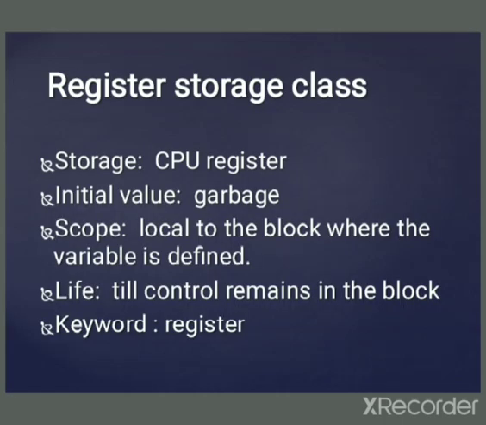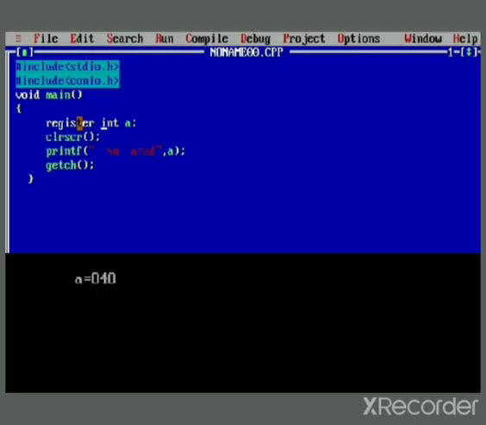Second, the register storage class. Storage is in a CPU register. Initial value is garbage. Scope is local to the block where the variable is defined. Life lasts as long as control remains in the block. The keyword used to declare the register storage class is register.